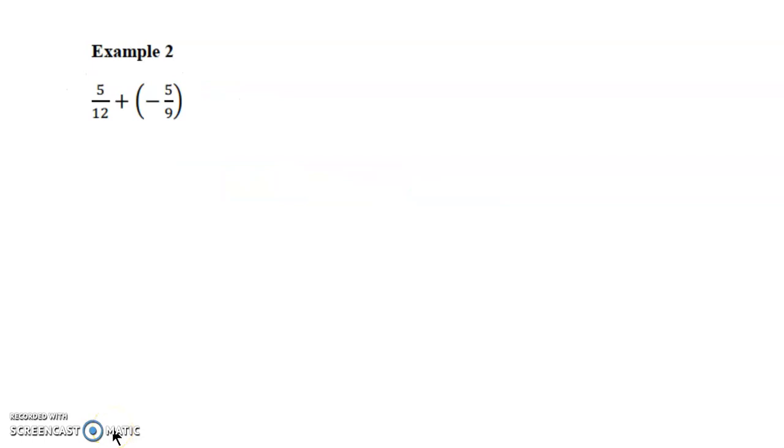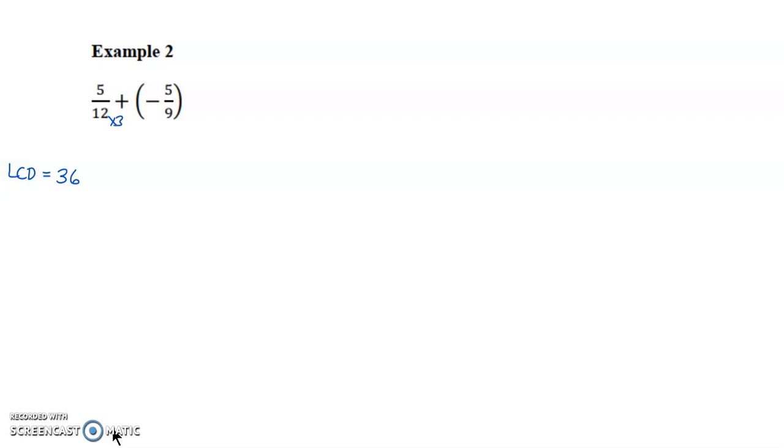For example 2, our signs are different. So when our signs are different, we know it's subtraction in disguise. We see that the denominators are not the same. So let's change that first, and then we'll think about the sign afterwards. So we have 12 and 9. I'm going to go up by 12: 12, 24, 36. And I see that 9 does make 36. So my lowest common denominator here is going to be 36.